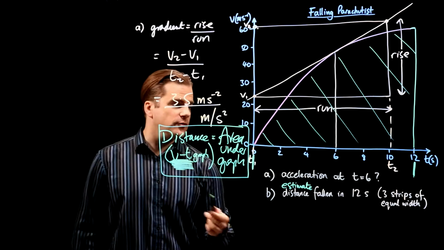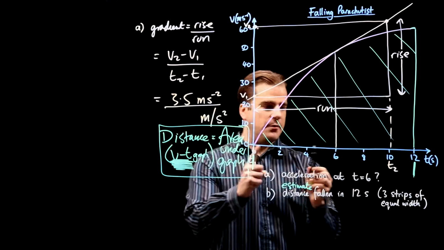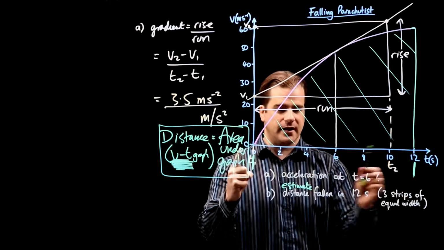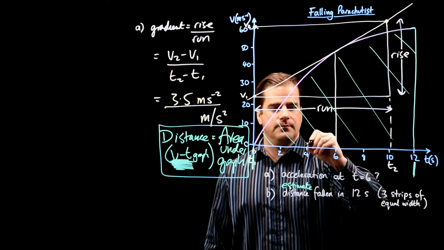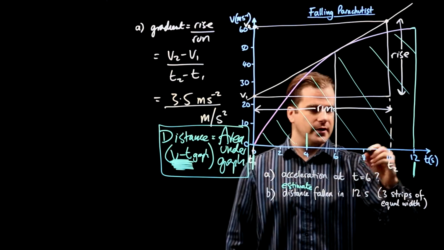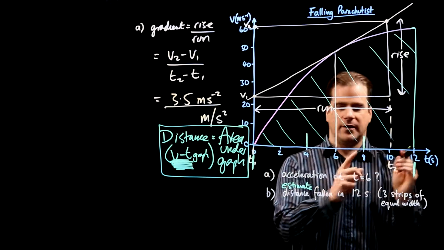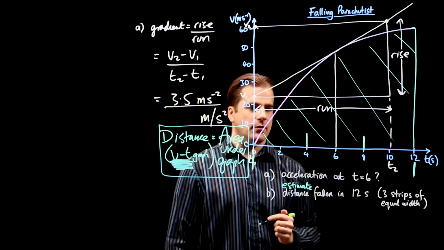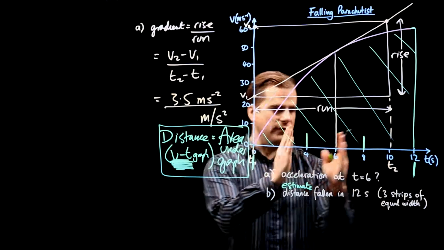Okay, now we're told to use 3 strips of equal width. That means we have to divide up the time distance, that's 12 seconds, into 3 strips. Well, 12 divided by 3 is 4. So one of the strips is going to start there. For another 4, another one's going to start there, and the third one's going to be there. So here are our 3 strips. But how high do they go? Well, the first one has got a width of 4. Well, they've all got a width of 4.